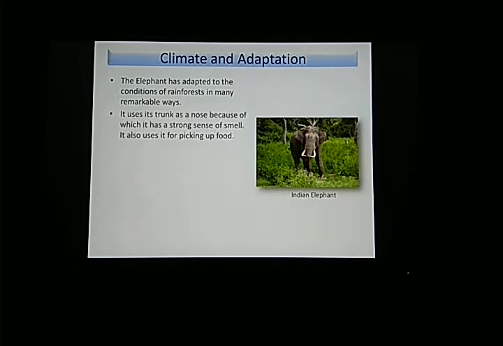It uses its trunk as a nose, which gives a very good sense of smell, as well as it helps it while picking up the fruit from the ground. Moreover, it uses its tusks. These are the tusks. These are modified teeth, you can say, and this helps in breaking things or ripping apart the trees or in searching for food items.